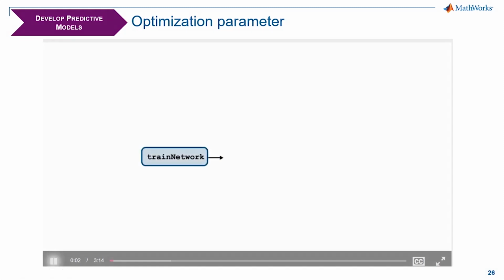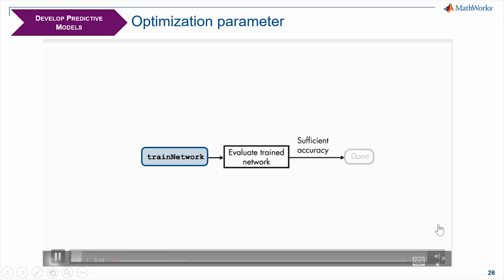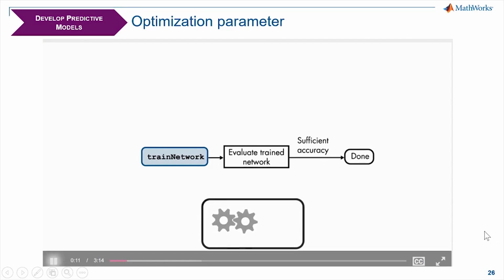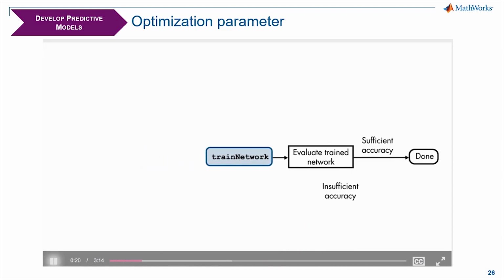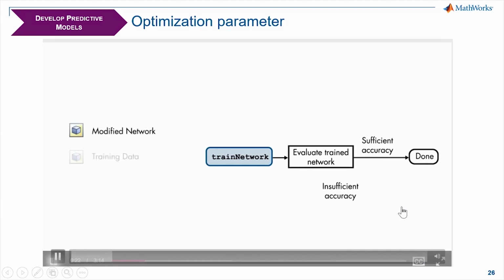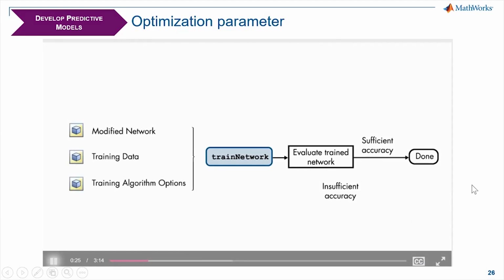You've trained your network and evaluated the performance. Now what? If the performance is good enough, then congratulations! You've made a network that can be put into production as part of your whole application. But often the results you get when you first train the network aren't as good as you need. So what to do? Remember that the train network function takes 3 inputs: the network, the training data, and the options for the training algorithm.